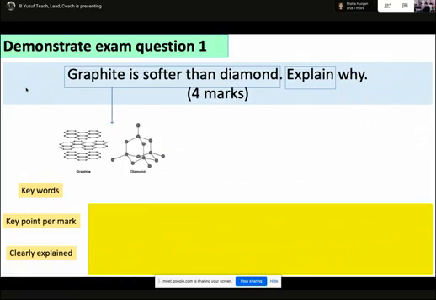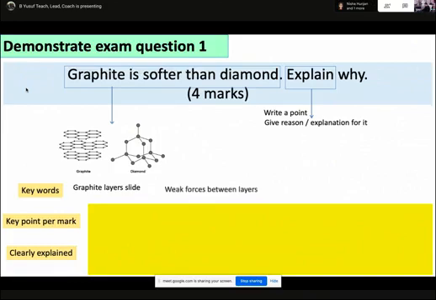So it said graphite is softer than diamond, so you can actually look at the image that they gave you in the exam question. I've included it just for your reference. Explain why. If you break it down, write a point, and give a reason for your explanation. So what would be the most important keywords to use? Graphite layers slide. You can see that in the image. There are weak forces between the layers. I did mention that before.